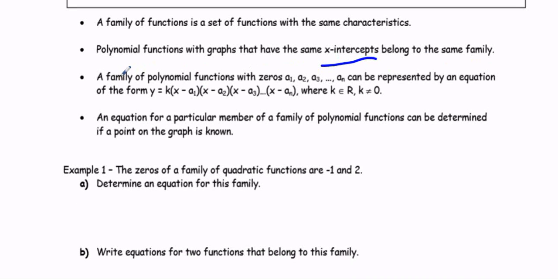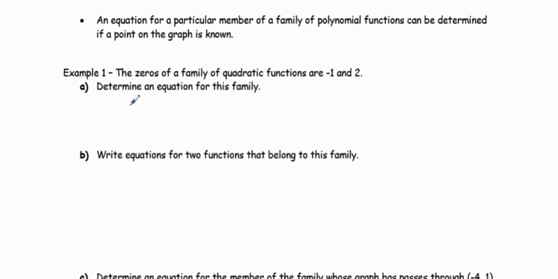this just says you can represent it in factored form, with a generic k in front, that would be the general equation of all members of a particular family. If you had zeros 1, 2, 3, up to 10, you would just write them out here and then put a k, and that represents all of the different members of the family of polynomial functions with those particular zeros. But if you wanted a specific equation, then of course you know that you need to identify one point on your graph and you can get the equation. It'll give you the specific k value.